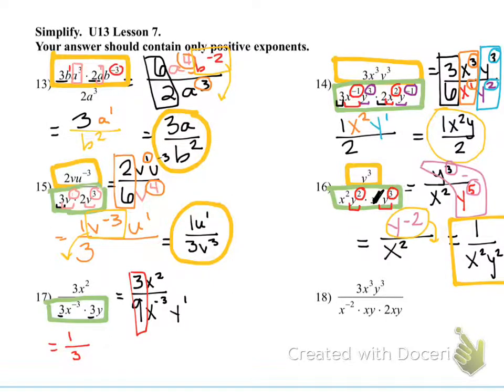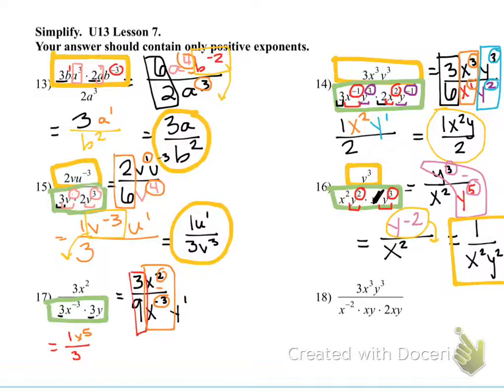Now we can go ahead and look at our x terms. So I've got x to the second on top, and then x to the negative 3 on the bottom. So 2 minus negative 3, that means we're adding. So 2 plus 3 gets me 5. So I've got x to the 5th on top. So remember, when you're subtracting a negative, it's just like adding.